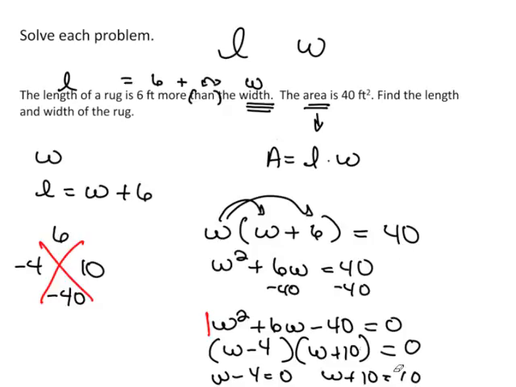Excuse me, this is 0. Okay, so from here, I'm going to write them over here. I'm running out of space. So W is equal to 4 and W is equal to negative 10.